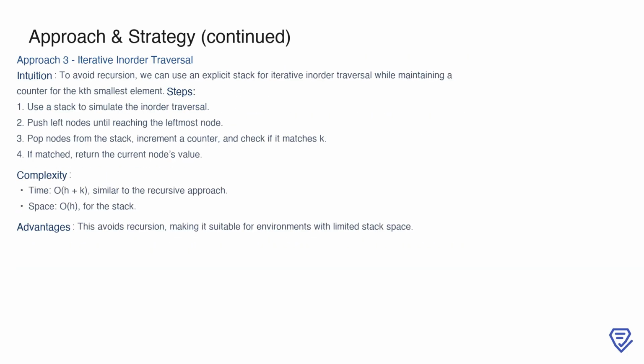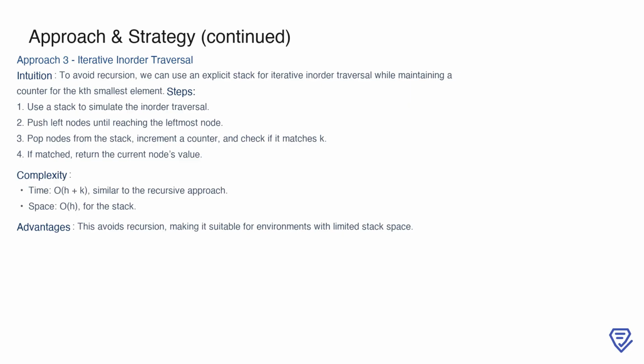To further improve upon the recursive approach, we can use an iterative version of the inorder traversal. This eliminates the need for recursion and uses an explicit stack instead. The iterative process involves pushing all left nodes onto the stack until the leftmost node is reached. Then, we pop nodes from the stack, increment a counter, and check if the counter matches k. If it does, we return the value of the current node.